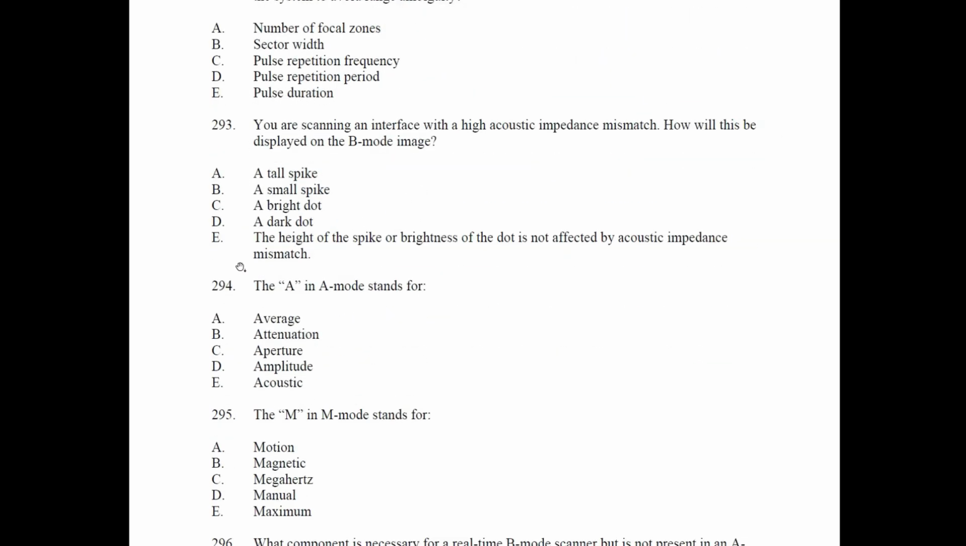Next, let's move on and look at question number 293. For this question, you just need to pay attention to the latter part of the sentence. It asks how a B-mode image is displayed. The correct answer is to choose option C. You just need to understand that the term bright dot is associated with B-mode.